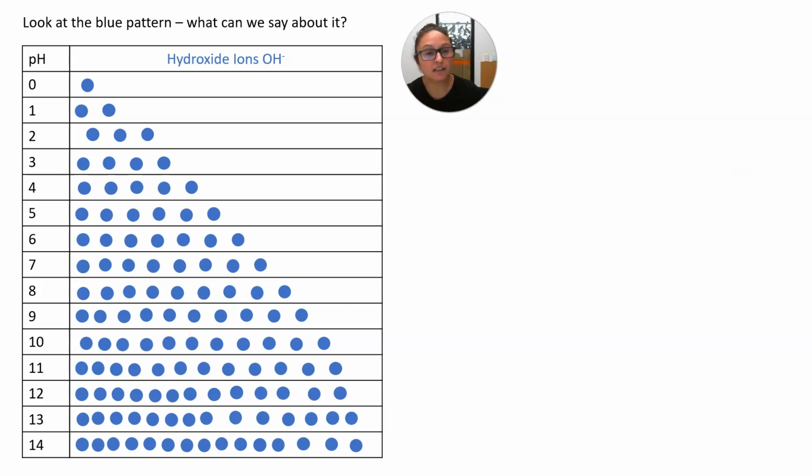So this time we're going to be looking at hydroxide ions. Okay? Let's have a look at the numbers here. From 0 to 14. What is the pattern that you can see there? Pause the video and tell it to your cat. So, the pattern is that at a pH of 0, there's only one hydroxide ion, and when you get to 14, there's lots and lots of them. That's the pattern. Okay.